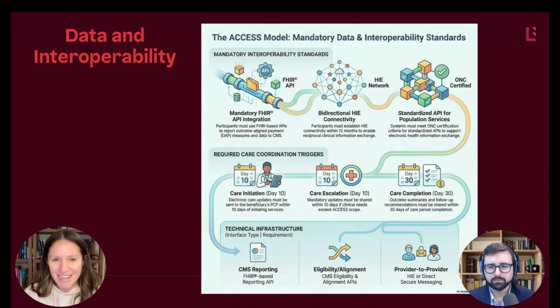All right, let's move on now to data and interoperability. Luis, this is you, so take us away on this one too.